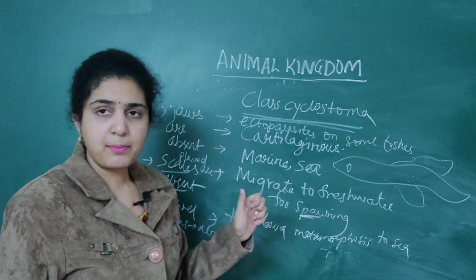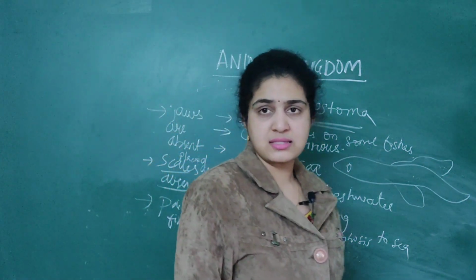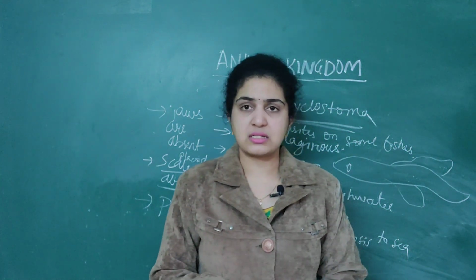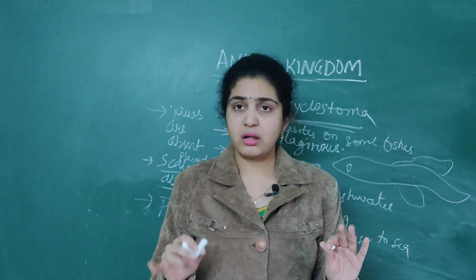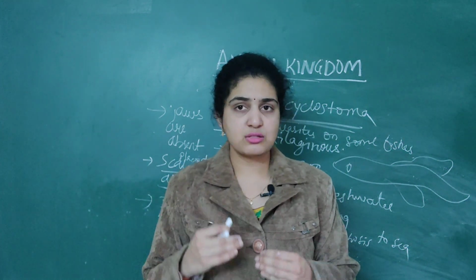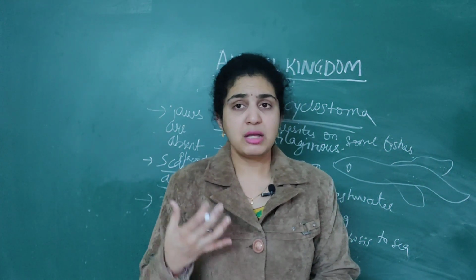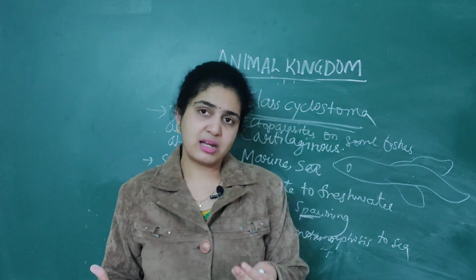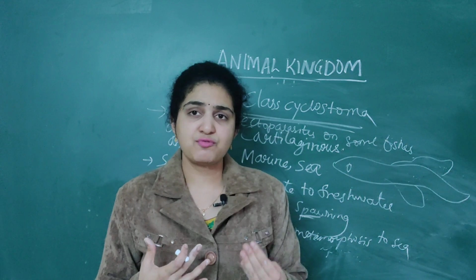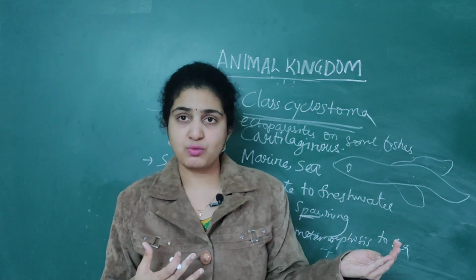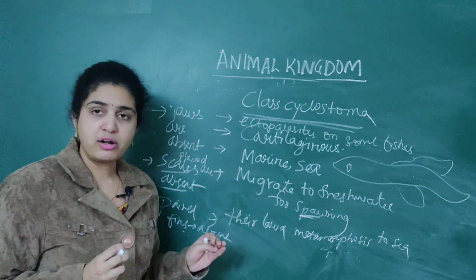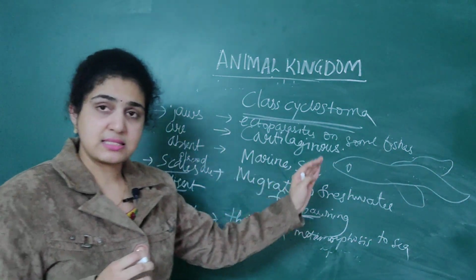Fins are present in only two classes, that is nothing but Chondrichthyes as well as Osteichthyes. In the rest, fins are absent. Only in Chondrichthyes as well as Osteichthyes they are present, because the marine ones will be classified under fishes. Numerous fishes will come under Chondrichthyes and Osteichthyes.